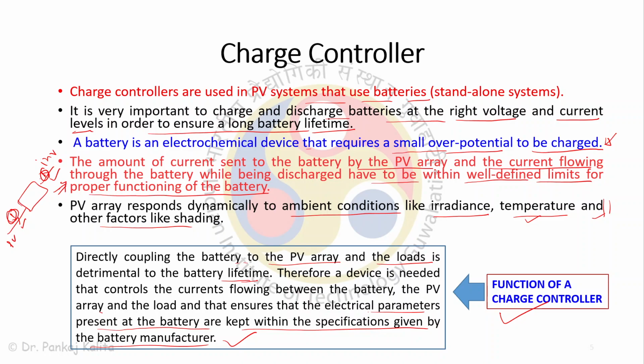Then we have charge controllers that are used in PV systems that use batteries. Charge controllers are very important. The amount of current sent to the battery by the PV array and the current flowing through the battery while being discharged has to be within well-defined limits for the proper functioning of the battery. That is the function of the charge controller. Directly clubbing the load with the PV array can be detrimental to the battery lifetime. That's why these charge controllers are installed.